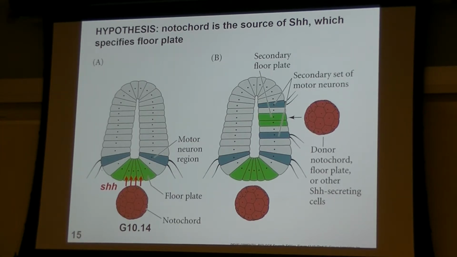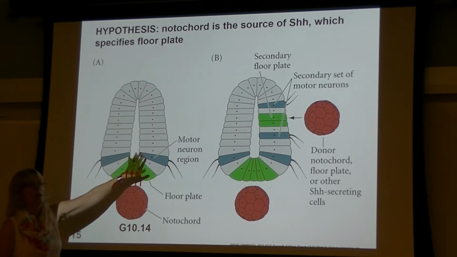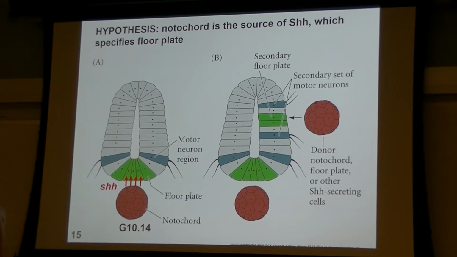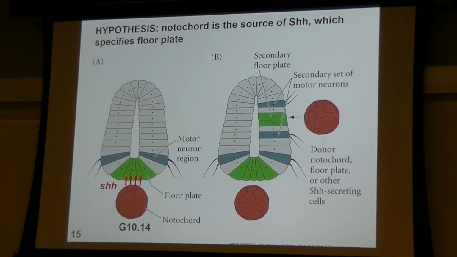Okay, so once you're able to do some experiments like this, which would be a move-it experiment, then you can start to ask questions about what the important factors are, whether those factors are sufficient, whether those factors are necessary. So, we could also look at a sonic hedgehog mutant and maybe predict that we're going to lose some of these ventral cell fates, assuming the embryo can survive to that stage.